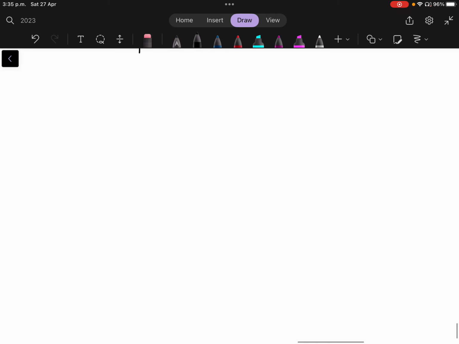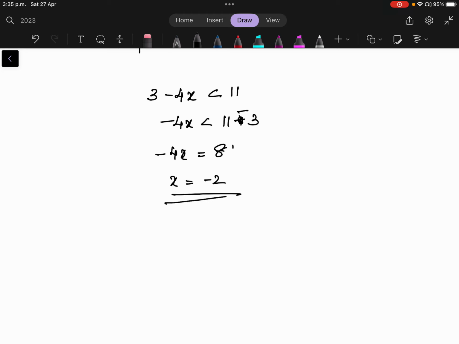And you have the inequalities. Inequalities work the same way as equalities. So if you have 3x minus 4x is equal to 11, you simplify this as minus 4x is less than 11 minus 3. So minus 4x is less than 8 and x is equal to minus 2. Sorry, it's not equal to. You have to write it with the inequality only. I mean, sorry, less than.